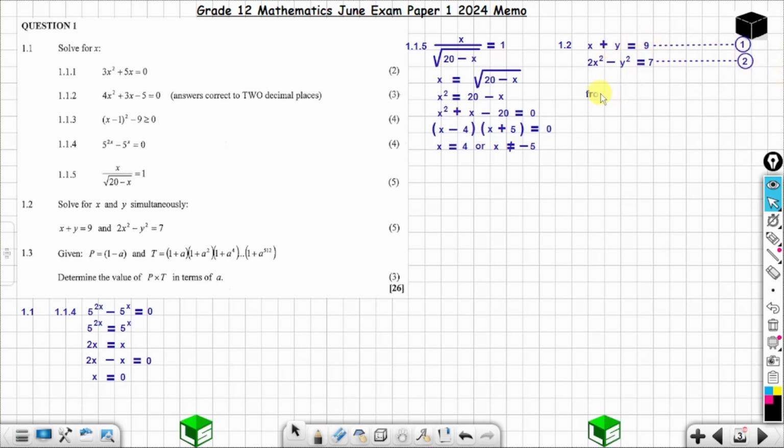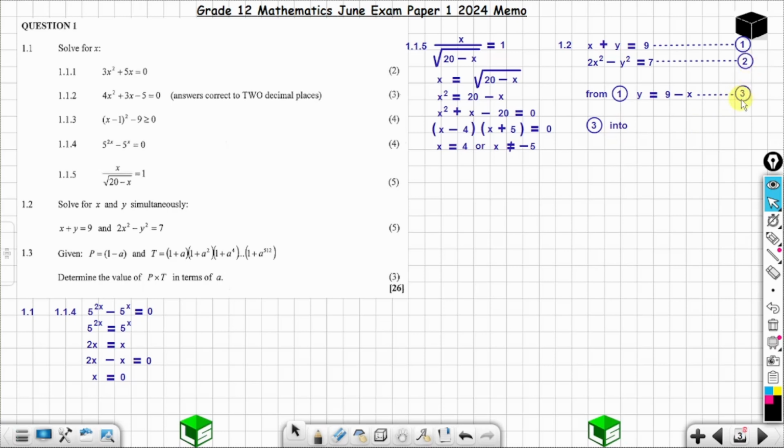So, from equation 1, I'm going to make y the subject of the formula. So y is equal to 9 minus x. This becomes equation number 3. I'm going to take equation number 3 and plug it into 2.